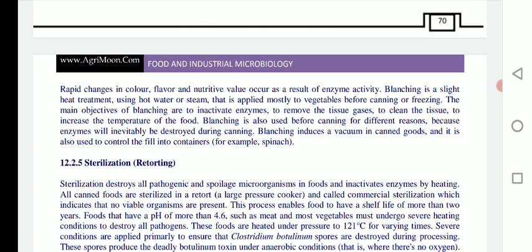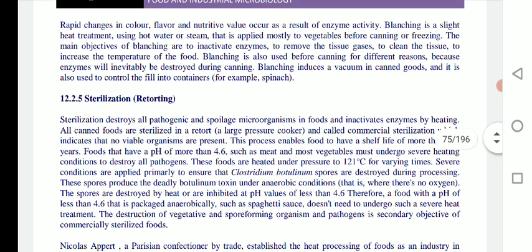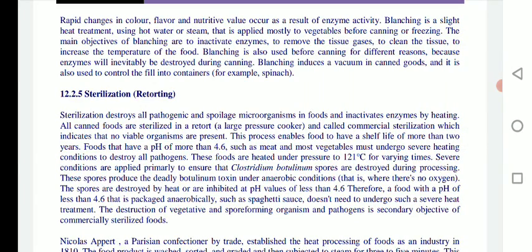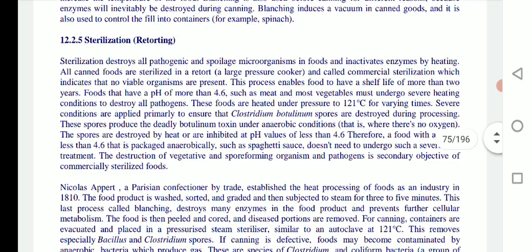So blanching is a slight heat treatment using hot water or steam, applied mostly to vegetables before canning or freezing, and the main objectives of blanching are to inactivate enzymes and to remove tissue gases, or to clean the tissue. Blanching is also used before canning for different reasons to increase the temperature of food, and because enzymes will inevitably be destroyed during canning, blanching induces a vacuum in canned goods, and it is also used to control fill in containers, for example spinach. Then sterilization.